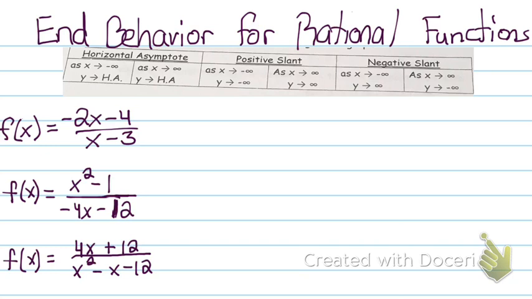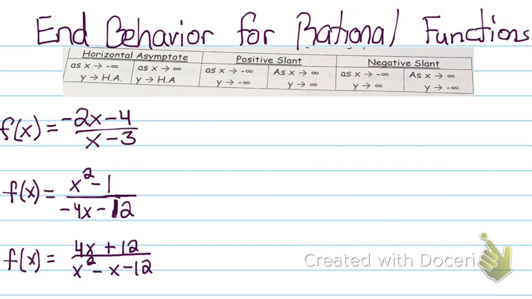Before we begin to find the end behavior, the first thing I want you to do is determine whether you have a horizontal asymptote or not. And if you don't, that means you have a slant. So you will either have a positive slant or a negative slant. And in this table, I told you exactly what the end behavior would be given the three cases.